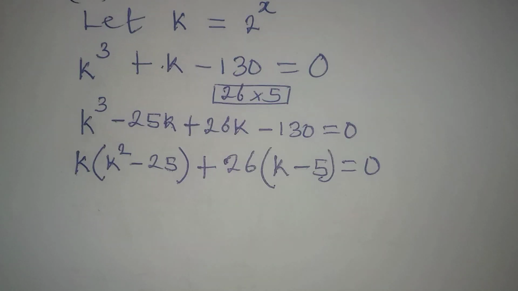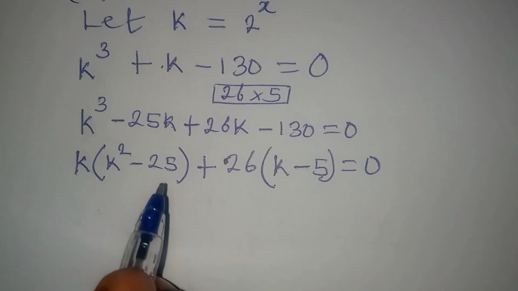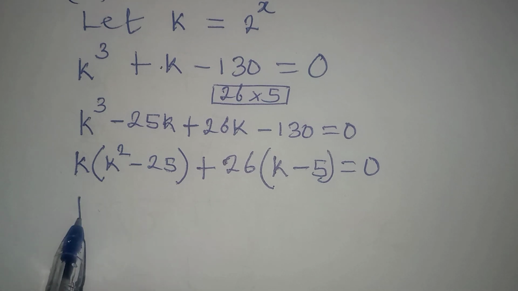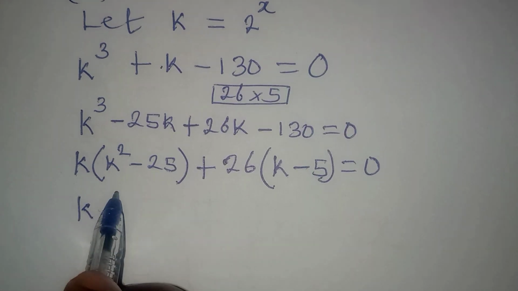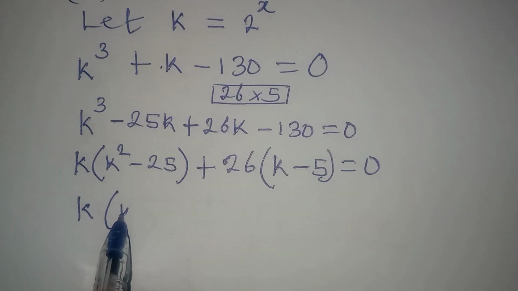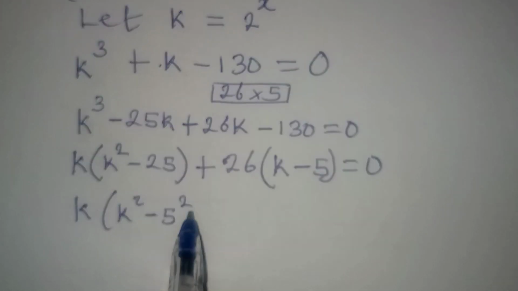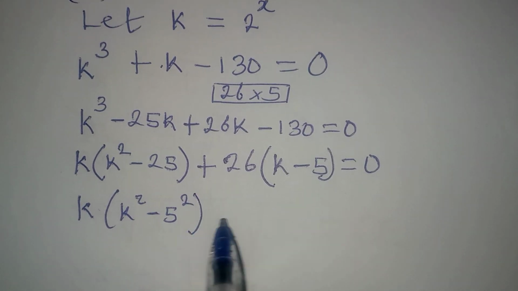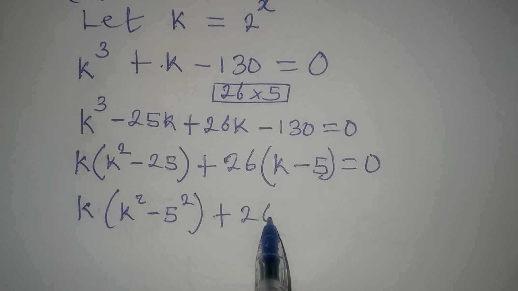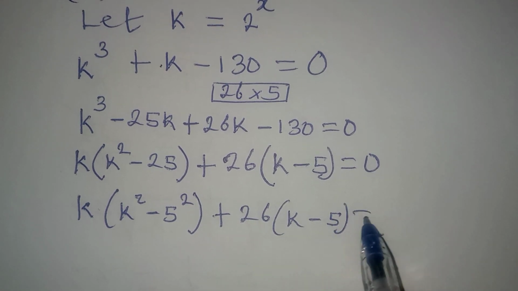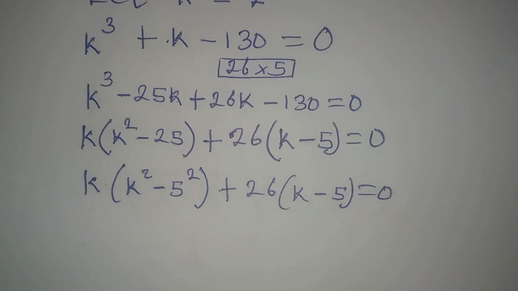And then from here, remember, we don't have anything common, so we have to work on this term here. For us to do that, we'll have k, okay, into bracket, we have k squared minus 5 squared, because 5 squared will still give us 25. Then I have plus 26 into k minus 5. This is equal to 0.